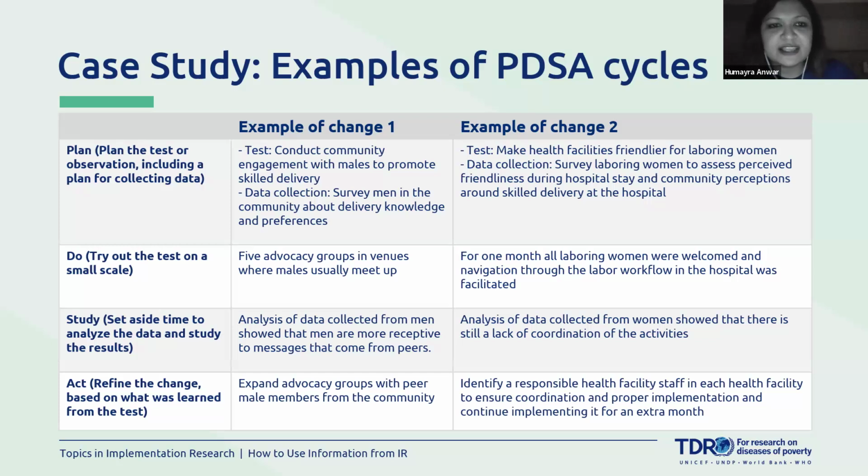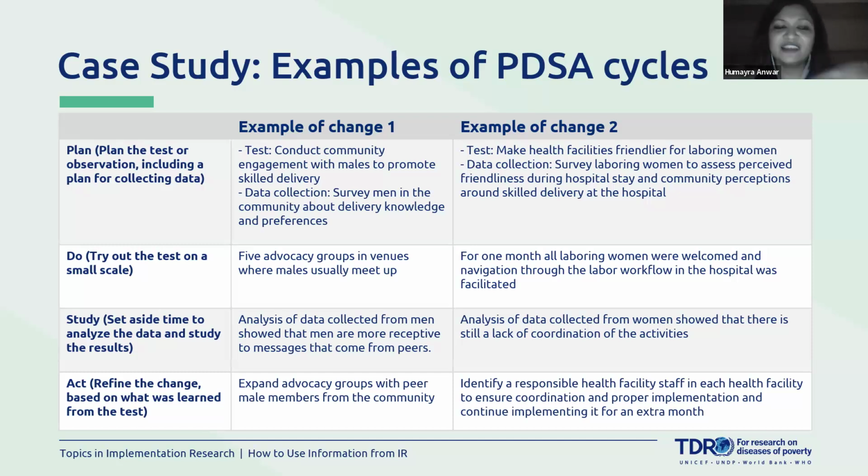So in the do cycle, what they did was conduct 5 advocacy groups where males usually meet up. There is an advocacy group among the males where they can share their thinking. And when they studied this intervention, what happened? They analyzed the data and saw that these men are more receptive to messages from their peers. Maybe they don't listen to the family, maybe they don't listen to their wife, but they listen to their peers, other male community persons from their community.